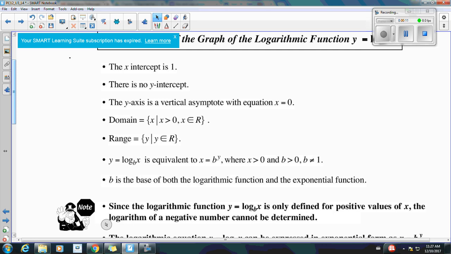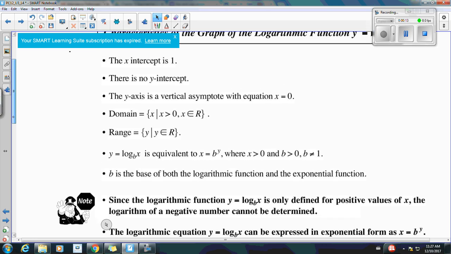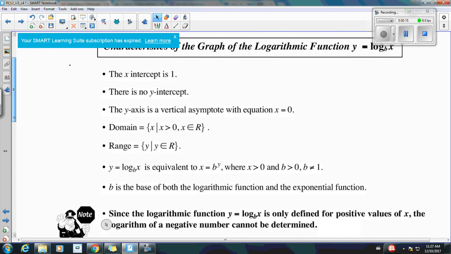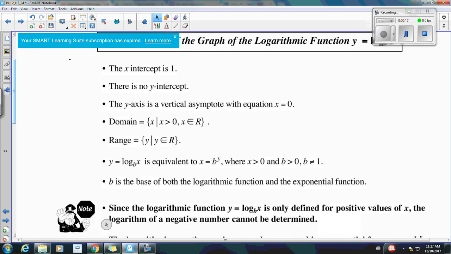So the x-intercept of any graph that has y equals log base b of x is 1. There is no y-intercept. The y-axis is a vertical asymptote with the equation x equals 0. The domain is x is greater than 0. The range is y is any real number. So remember, this is the inverse of an exponential function, so our domain and range have switched. We now have a vertical asymptote at x equals 0 rather than the other way around.